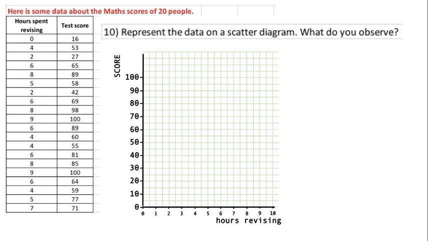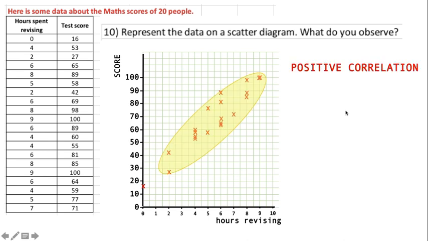Represent the data on a scatter diagram. So I've got the hours spent revising and the score. Each line of this is a single person. So the person who spent 4 hours revising got a score of 53, for example. Plotting all those on the scatter graph, we get that, and we are observing positive correlation. As the hours revising increase, so the score increases.